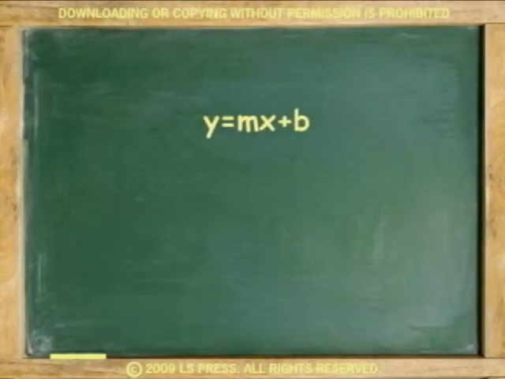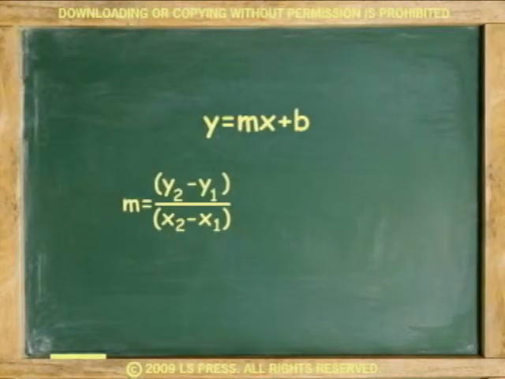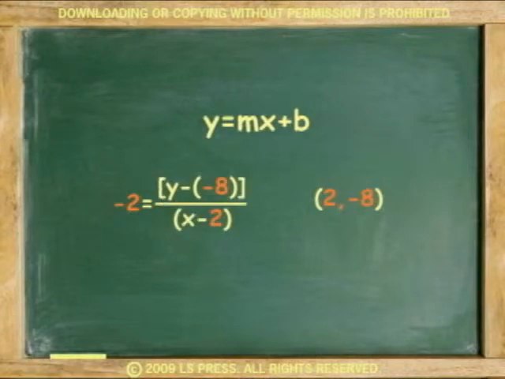Now, let's find the equation of a line when the slope and only one point are known. Because the slope is part of the equation, we can substitute the slope and one of the points in the equation to find the y-intercept equation, like in section 3.2. In the example before, m equals -2, and using the second point, (2, -8), the slope equation becomes -2 equals (y minus -8) over (x minus 2).